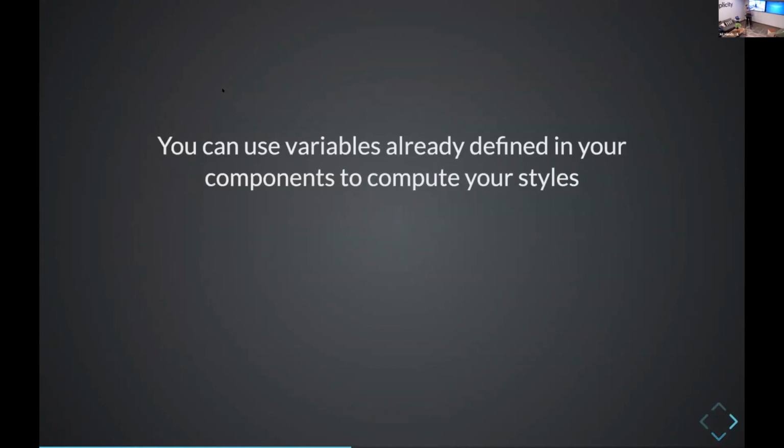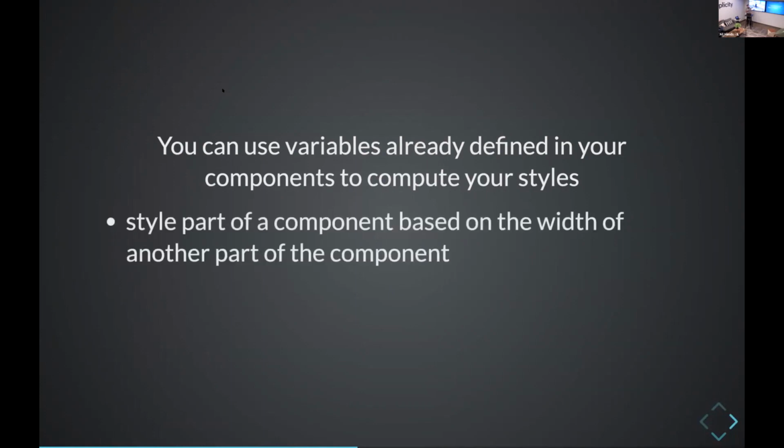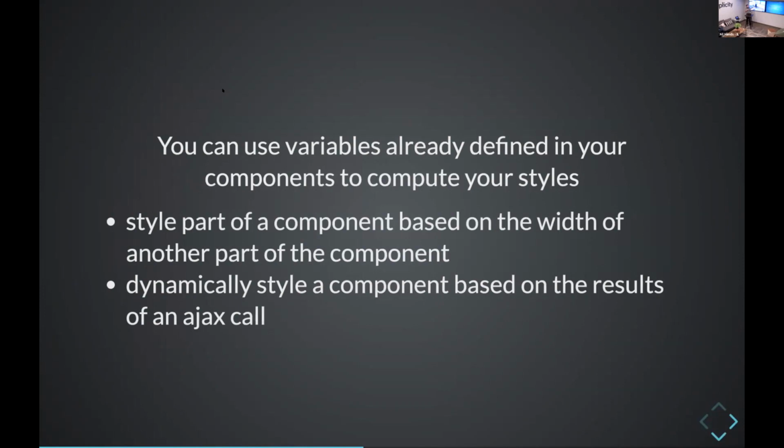You can use variables already defined in your components when you're computing your styles. For example, let's say you have to style part of a component based on the computed width of another part of the component. This is something you've already computed. It's already in JavaScript. Styling that could be a huge pain, but you already have that value in your JavaScript. You can go ahead and just use that when you're styling. Another example is dynamically styling a component based on the return of an AJAX call. You have this value available to you in JavaScript. You don't in CSS.